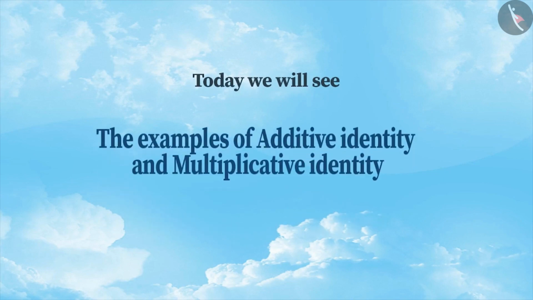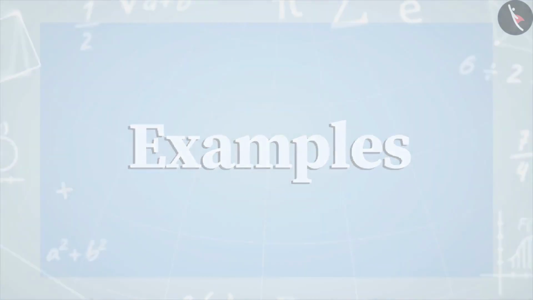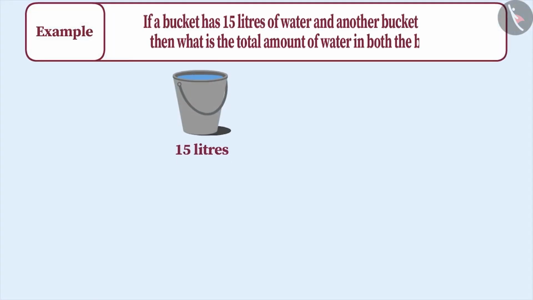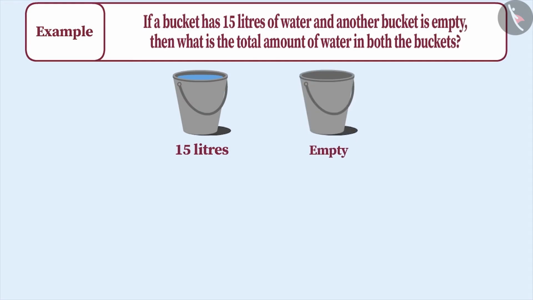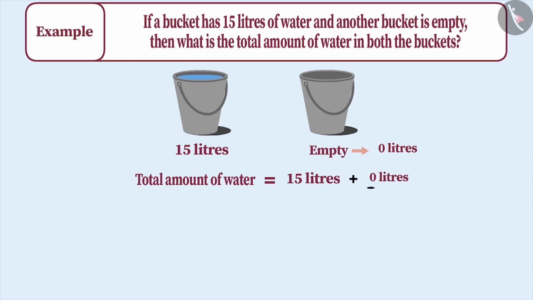Today we will see the examples of additive identity and multiplicative identity. If a bucket has 15 liters of water and another bucket is empty, then what is the total amount of water in both the buckets? In the given example, the first bucket has 15 liters of water. The second bucket is empty, which means that it has 0 liters of water in it. To find the total amount of water in both buckets, we have to add both values, that is, the value of 15 liters plus 0 liters has to be found.